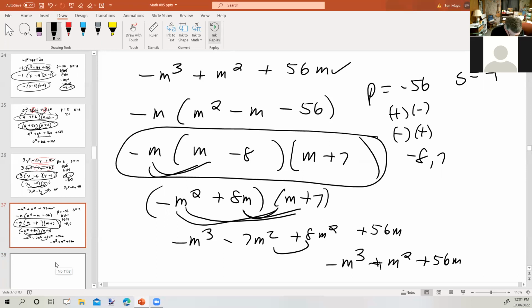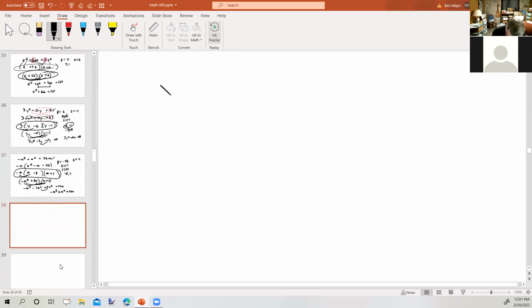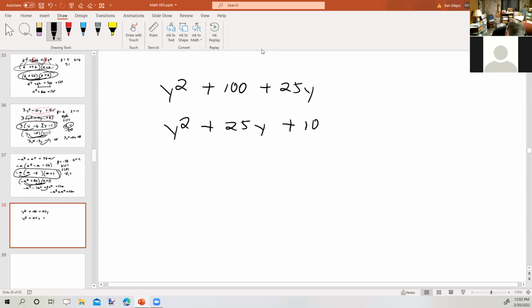All right. Let's say we've got this problem. y squared plus 100 plus 25y. What's wrong with this problem? Anybody? Nope. Okay. It's not in descending powers, so we need to rearrange it. So now it's ready to go. It has a leading coefficient of a 1. There's no greatest common factor, so we'll split it apart.